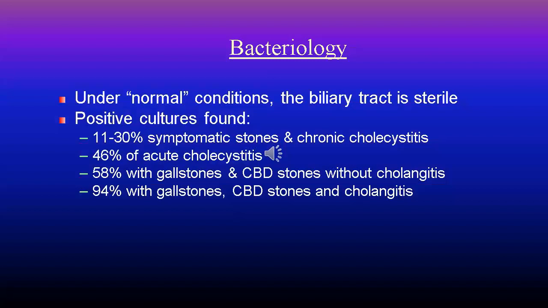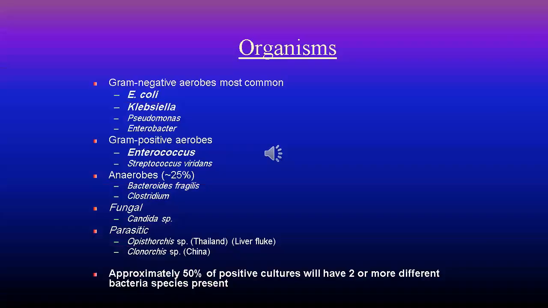In the normal condition, the biliary tree is sterile, with no bacteria at all, but we can find bacteria in about 30% of patients with symptomatic and chronic cholecystitis, in half of patients with acute cholecystitis, in 60% of patients with gallstones and common bile duct stones, and in patients with cholangitis, about 95% of these patients have bacteria in the bile. The most common organisms in gallbladder disease are the gram-negative E. coli and Klebsiella. The gram-positive are Enterococcus and Streptococcus, and there are also fungi and parasites.